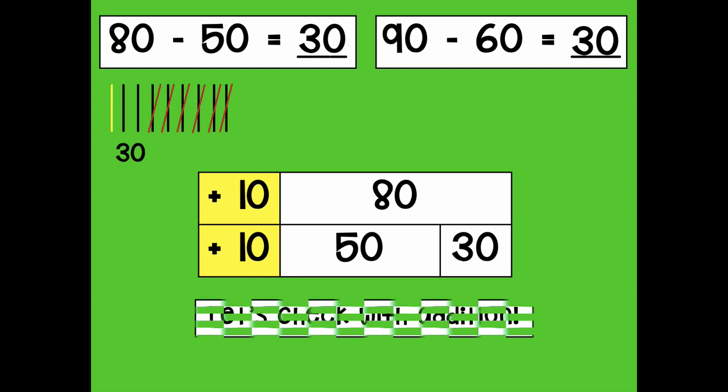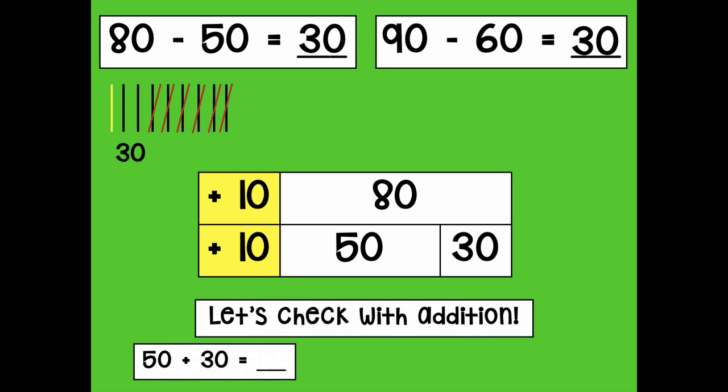Okay, so we could check that with addition. So let's check it. 50 plus 30, we could do that in our head. 50, 60, 70, 80. Okay, so that gives me the 80 that I started with. Let's check my 90 minus 60 with addition. So I would just add my two smaller numbers. 60 plus 30, so 60, 70, 80, 90. So look at that, friends. I got the same number. So it's all part of their fact family together. So when we're using this strategy, we're adding the same amount to both numbers.